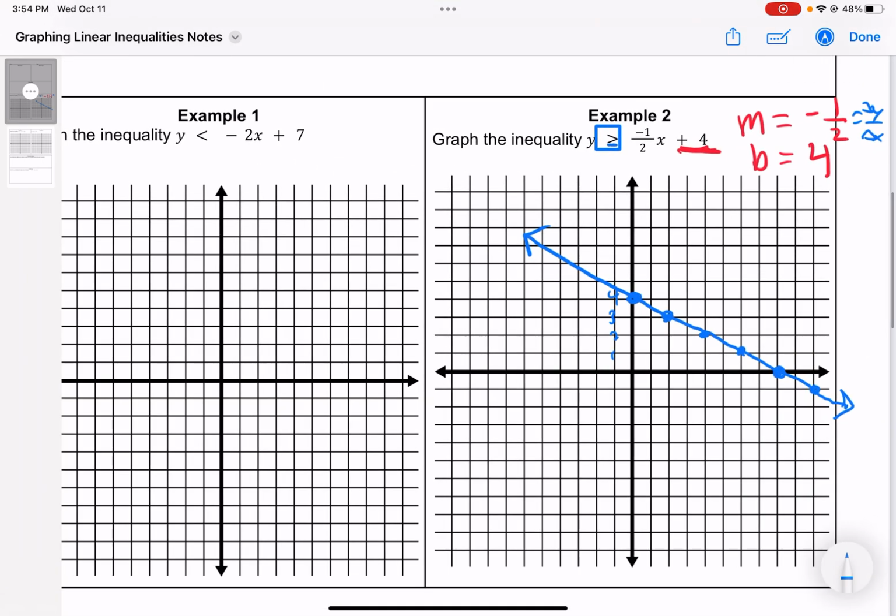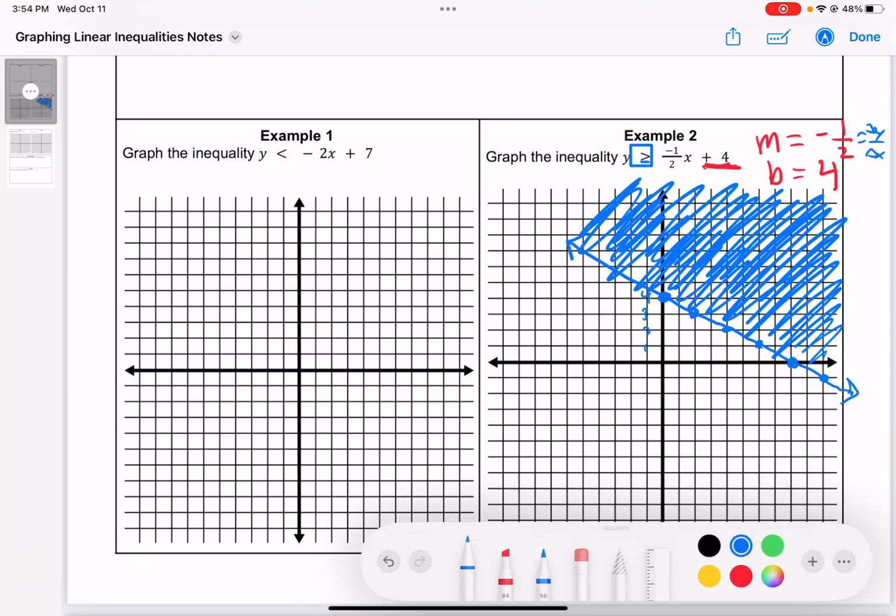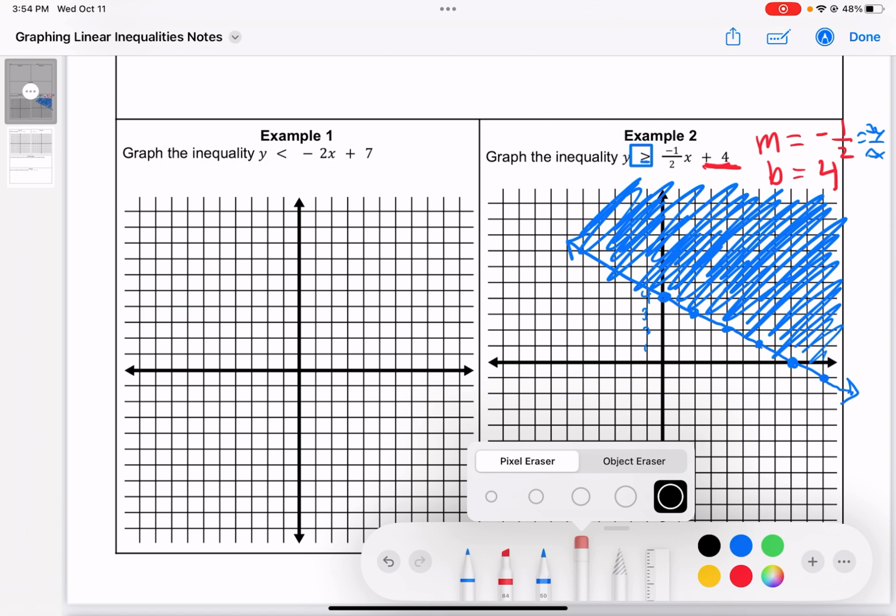And there we go. My last point is to figure out, do I shade up or down? This is a greater than sign, so that means I shade up. And there we have it. All right, that is graphing linear inequalities.